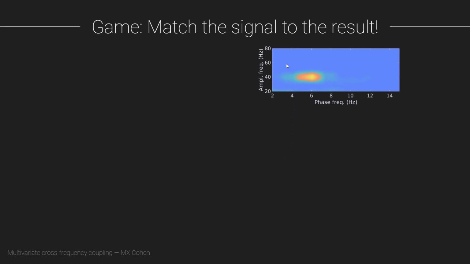So what you're looking at here is a comodulogram. It shows frequency for the phase and frequency for amplitude.